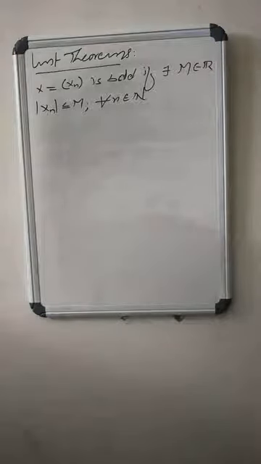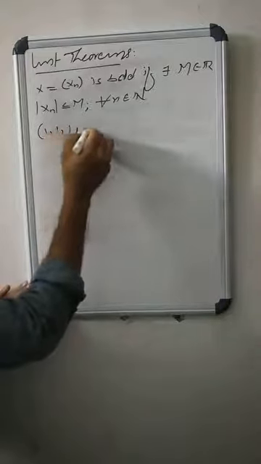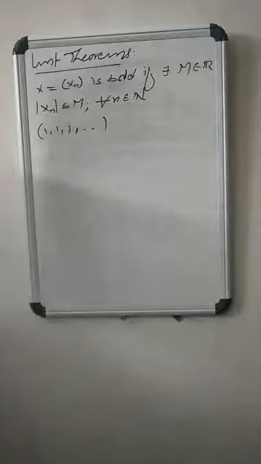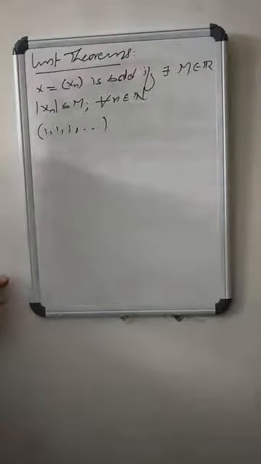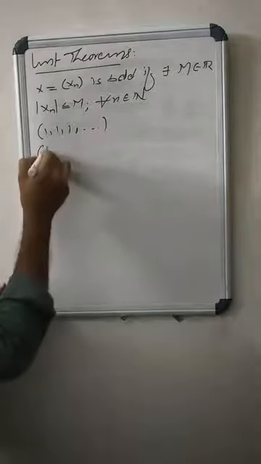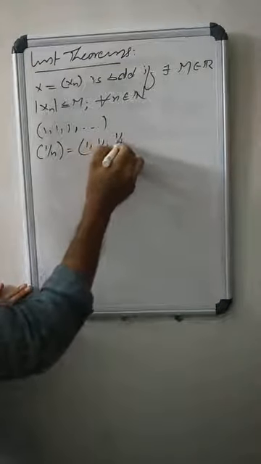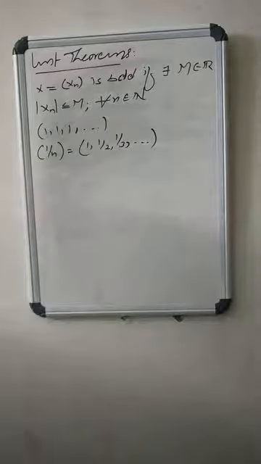So consider the sequence 1, 1, 1, etc. The sequence is bounded. Why? Because modulus of x_n is less than or equals 1. So instead of M here it is 1, so the sequence is bounded. What about the sequence 1 by n? The sequence 1 by n means 1, 1 by 2, 1 by 3, etc. This sequence is also bounded. Why? Because modulus of x_n is less than or equals 1. Agreed.